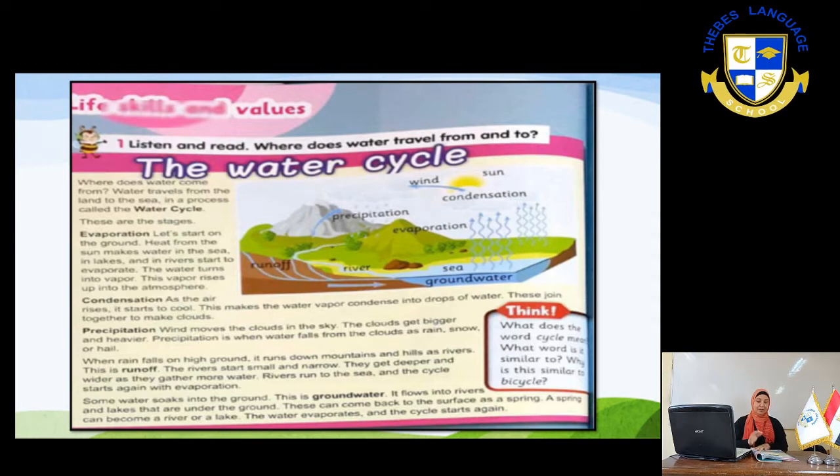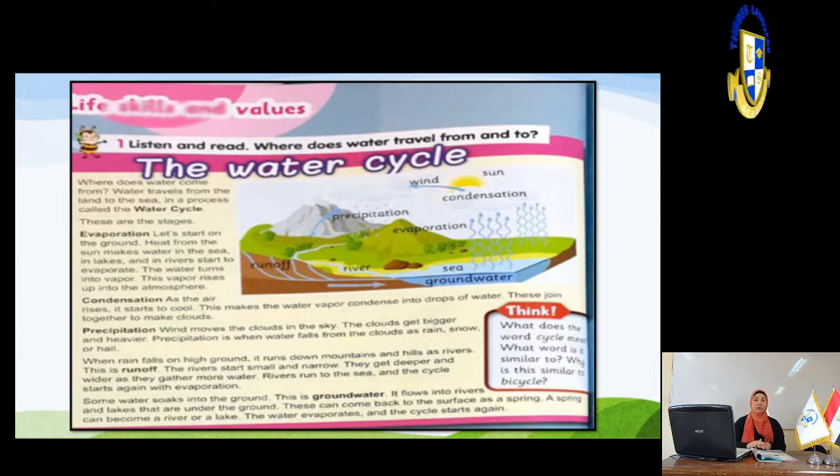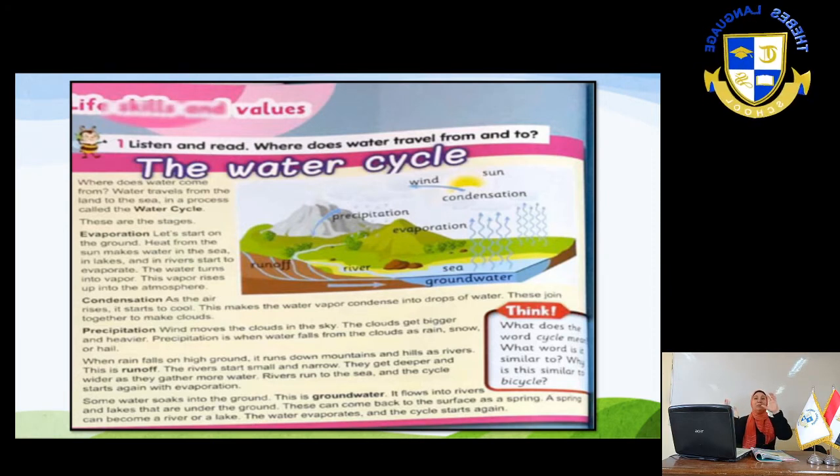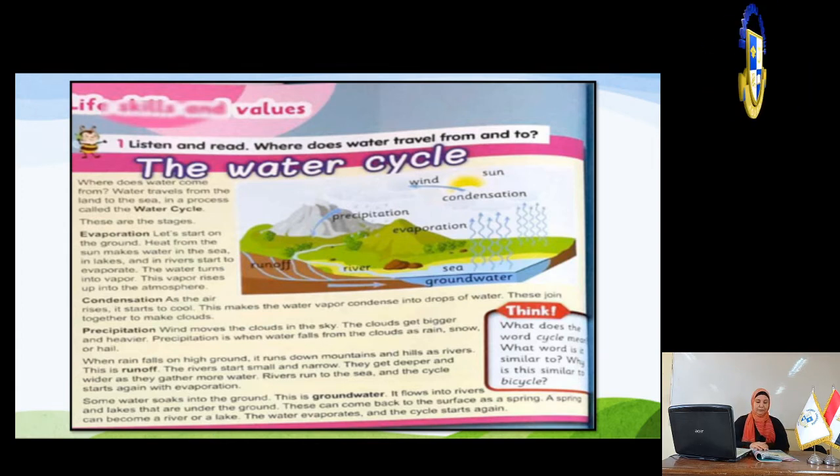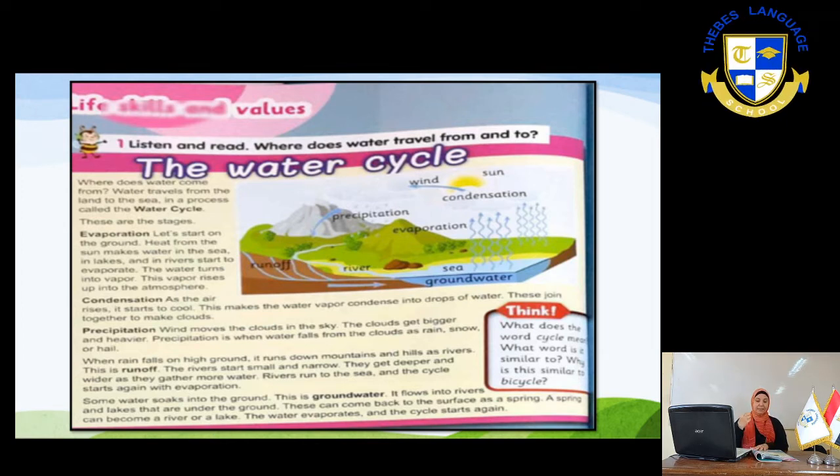Okay. The third step is precipitation. Wind moves the clouds in the sky. Of course, if you look to the sky, you will see the clouds are moving. So this is by the wind. The clouds get bigger and heavier.